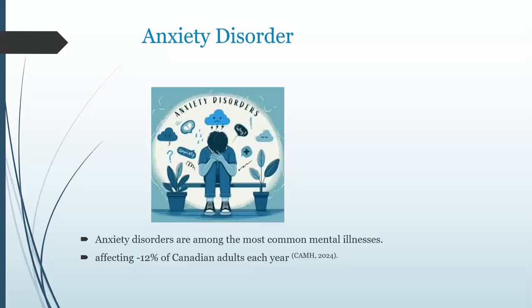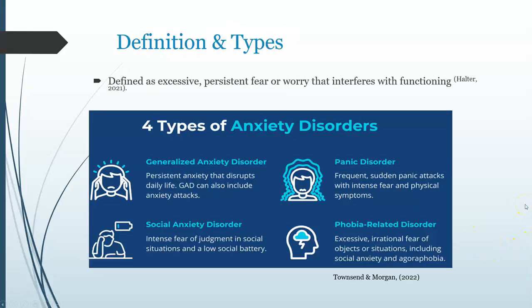This picture reminds us how anxiety can take over both the mind and body. Now let's go to the next slide and learn what anxiety disorder actually means and its types. Anxiety disorder is defined as excessive and persistent fear or worry that interferes with normal functioning, according to Halter 2021. There are 4 types. First one, generalized anxiety disorder.